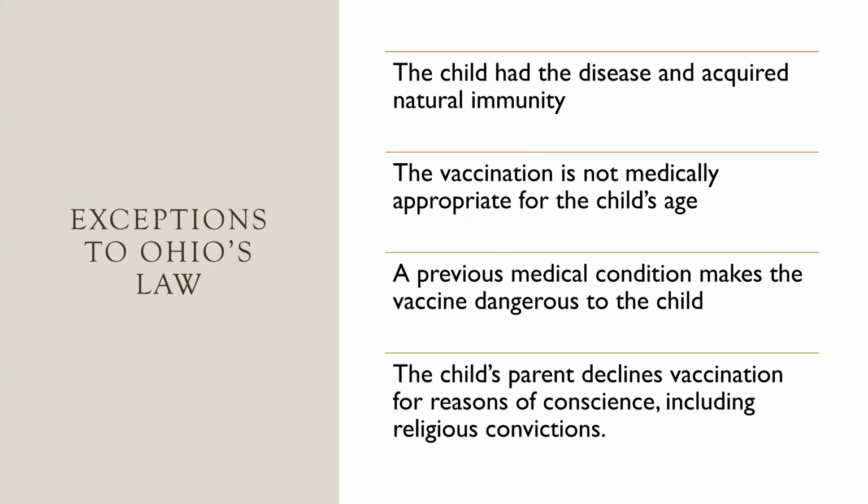Now, there are exceptions to Ohio's law, and Ohio has changed its laws over the years to put exceptions in, okay? If the child has already had the disease and acquired natural immunity, they don't need to have that vaccination. If the vaccination is not medically appropriate for the child's age, if a previous medical condition makes the vaccine dangerous to the child, okay? Those are certainly medical reasons. And then there is a conscientious reason as well. The child's parent declines vaccinations for reason of conscience, including religious convictions, okay?